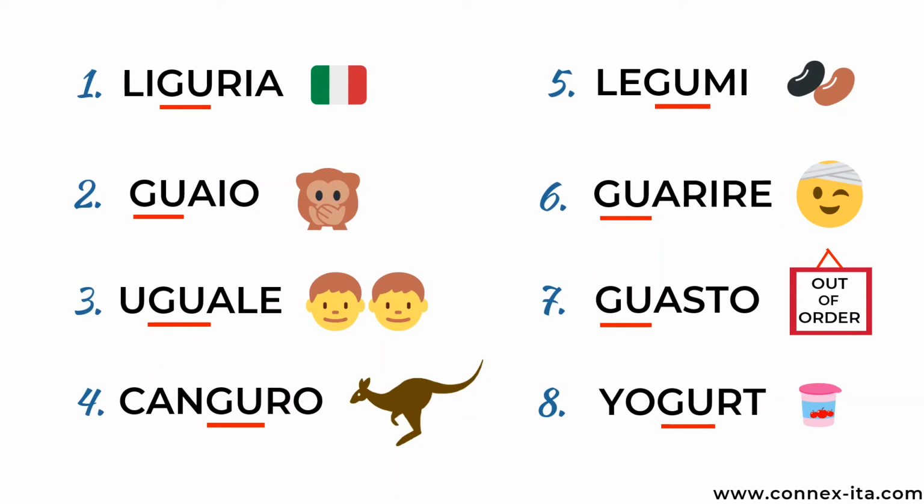And finally we have yogurt, yogurt, that's the same as in English and means yogurt. Note that the Italian pronunciation is different from the English one. Liguria, guaio, uguale, canguro, legumi, guarire, guasto, yogurt.